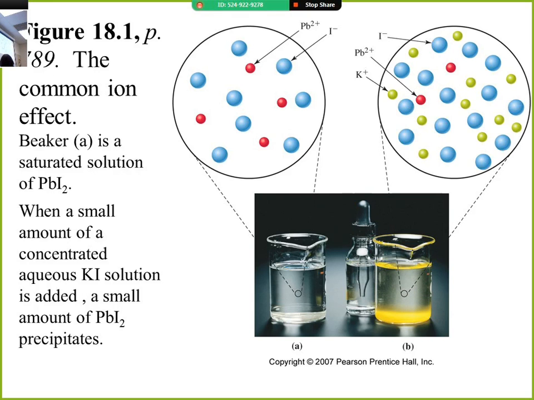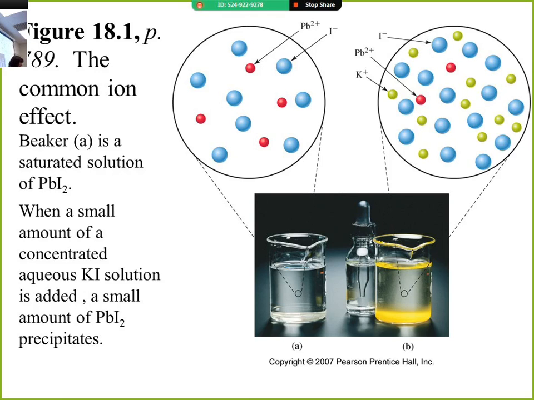Okay? So notice we have a precipitate. Why? Because we added more I- in there. Okay? And that's stressing the solution. Le Chatelier's principle says one of the things you can do is add more product. And that's what we're adding. What did that do? It made it go to form reactants. What's reactants? It's the solid.